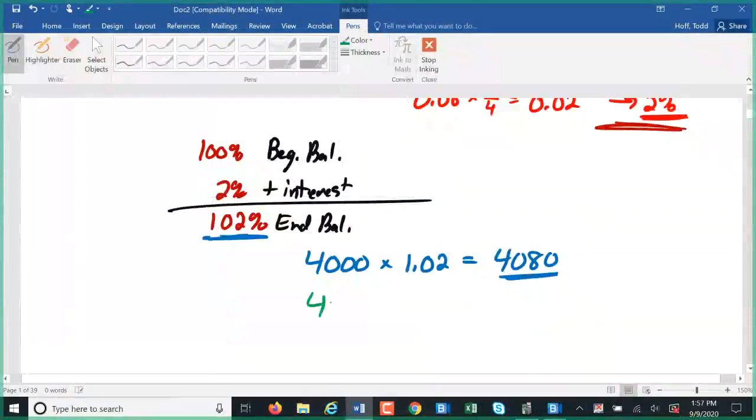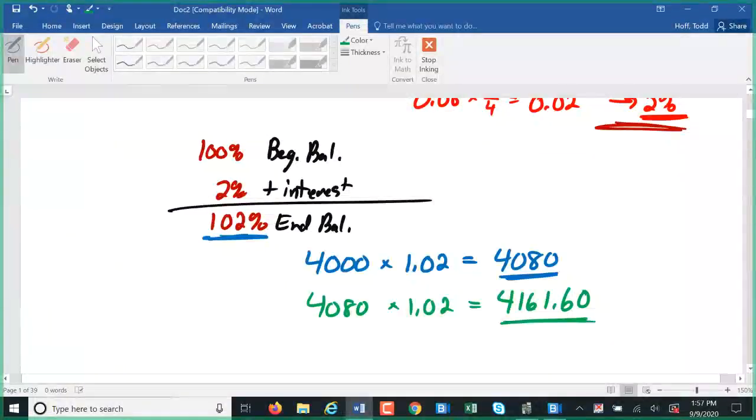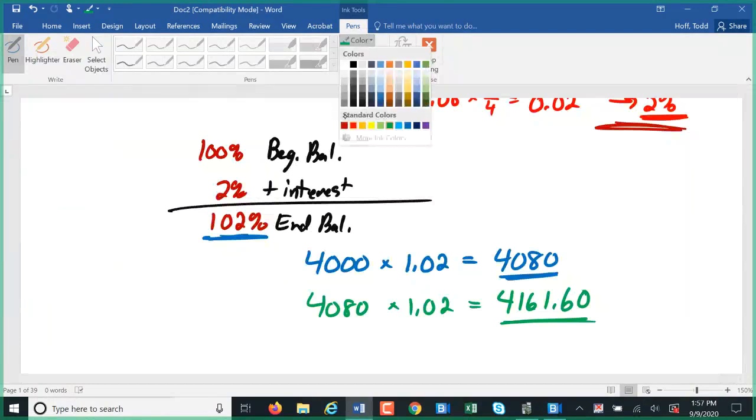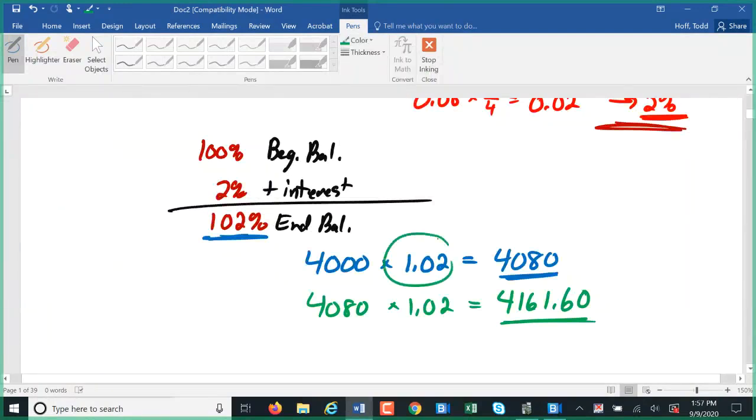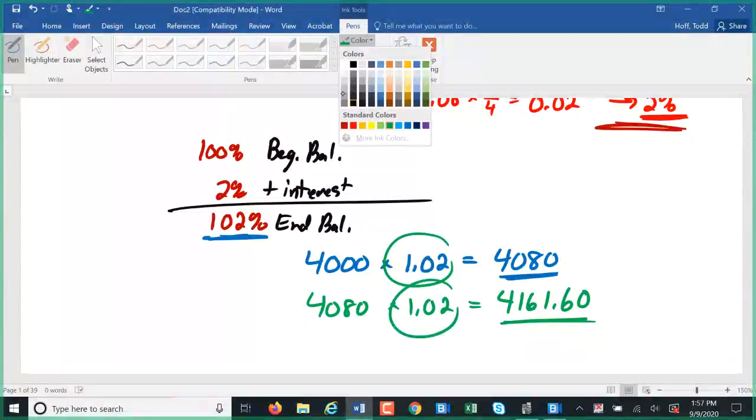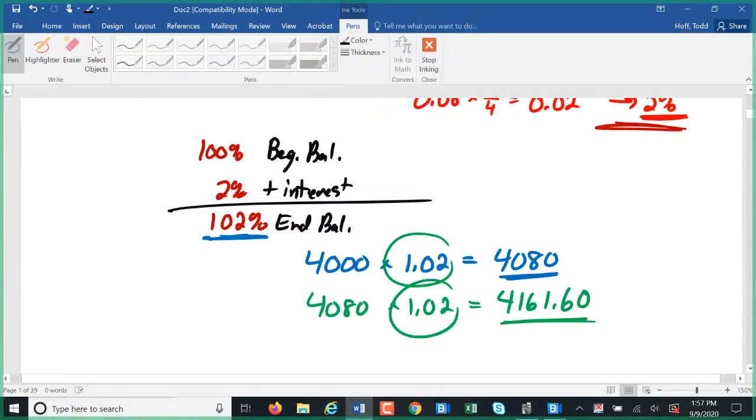Take that $4,080, which is my beginning balance for quarter two, times 1.02. $4,161.60. That was my ending balance at the end of quarter two. So I can just keep multiplying times 1.02. Again, how many times? 4 times for a year, 12 times to get me to 3 years. Once for 4 quarters in a year for 3 years.